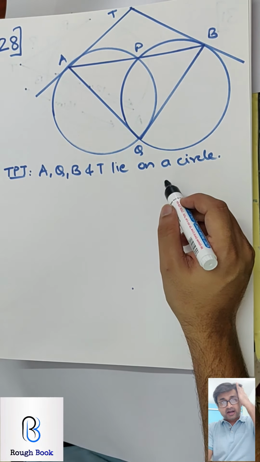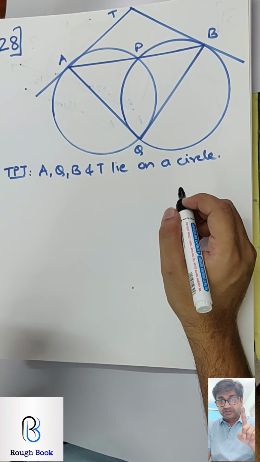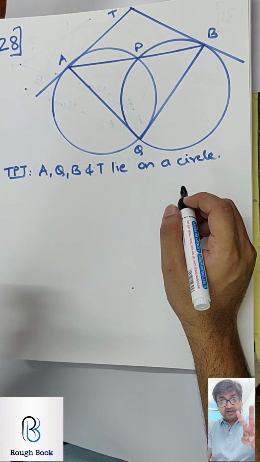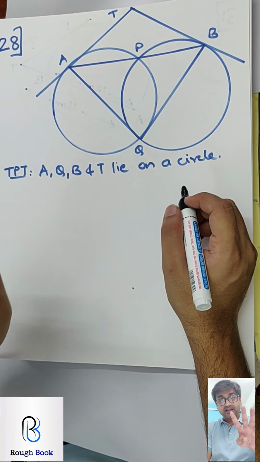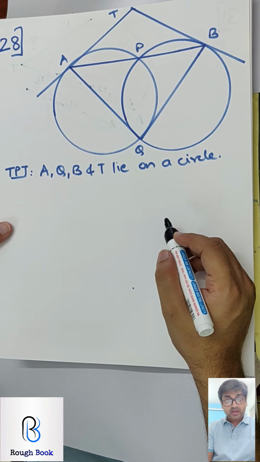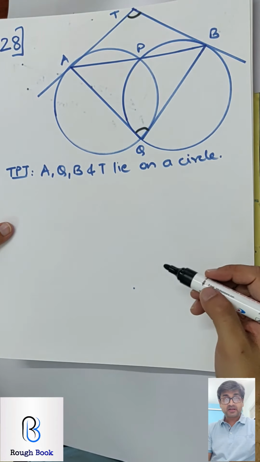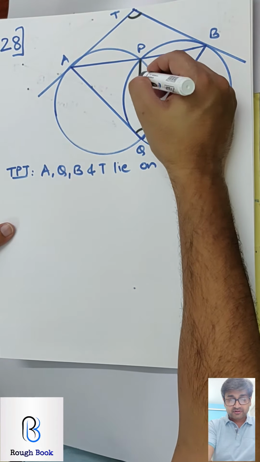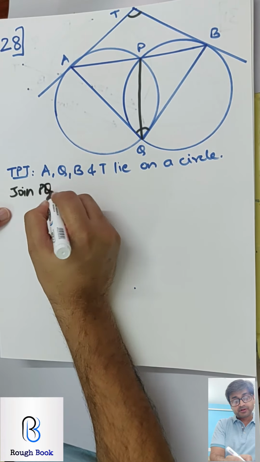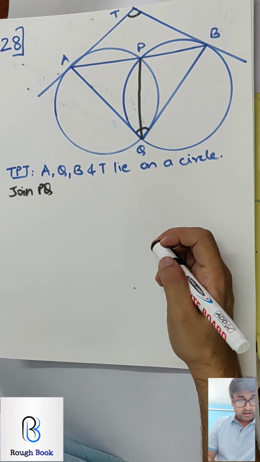Now to prove any quadrilateral is a cyclic quadrilateral, there are 3 methods if you remember. 1. Prove opposite angles supplementary. 2. Prove exterior angle equals interior opposite. And 3. Prove any two angles in the same arc congruent. Now in this case, it's very much evident you will have opposite angles supplementary. For that we first connect PQ. So you say join PQ. Now be a little smart and see how we work with this.